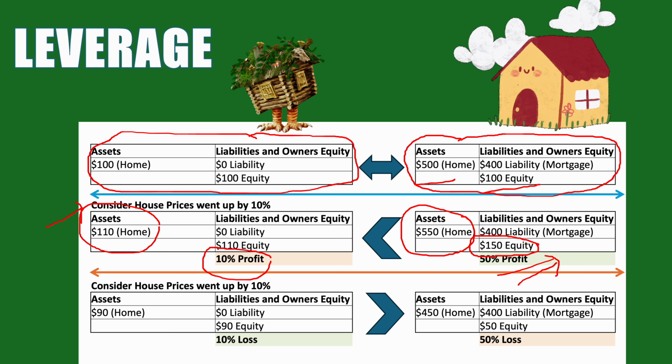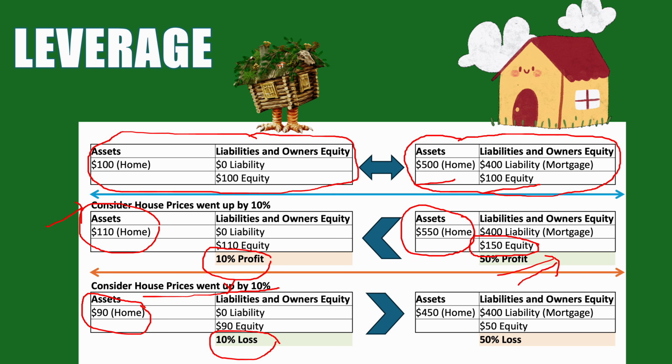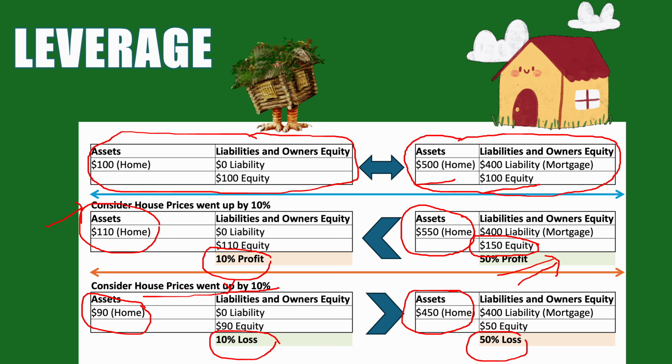Let's see the opposite example wherein house prices went down by 10%. Excuse me, it is not up, it went down by 10%. So in case 1, the house price became 90k and I lost 10%. In the other case where I had a 500k house, the house price became 450k and I lost 50% of my initial money because I still have to return 400k to the bank, the mortgage, and my equity remains 50k because prices were reduced by 10%, and thereby 50k.